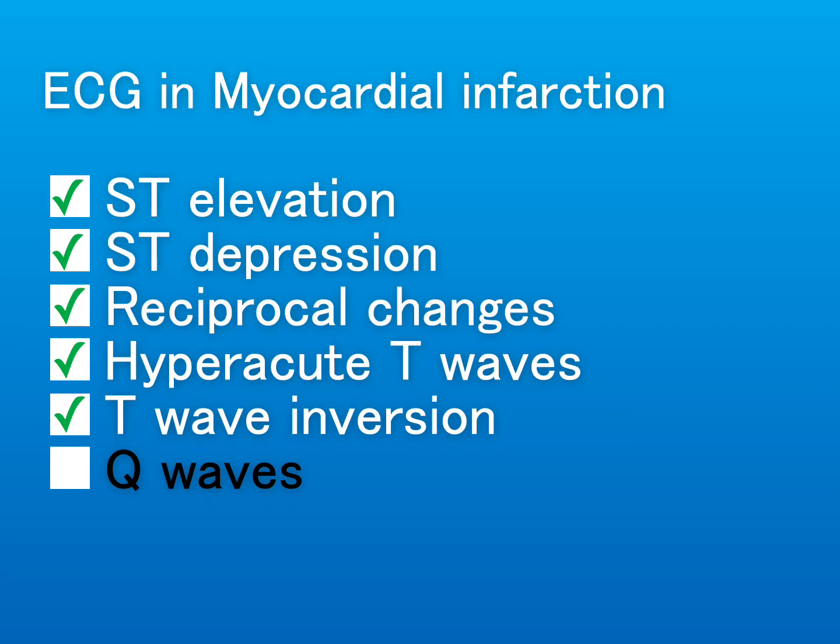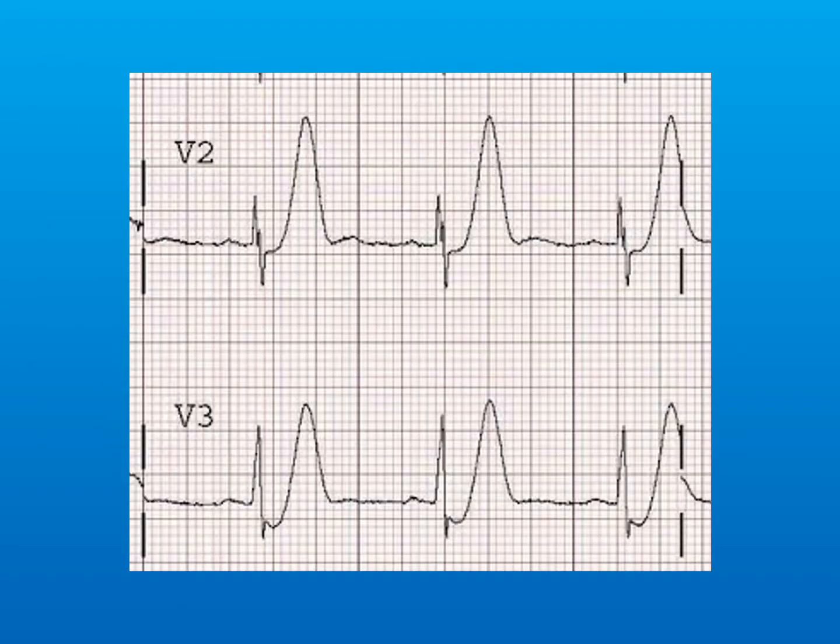Hyperacute T waves can be the first manifestation of a STEMI, and they can present within the first 30 minutes after. The problem is they aren't very specific. It's very unlikely that a patient will be taken to cath lab based on the finding of hyperacute T waves alone. To start off with, we'll look at what a normal T wave should look like.